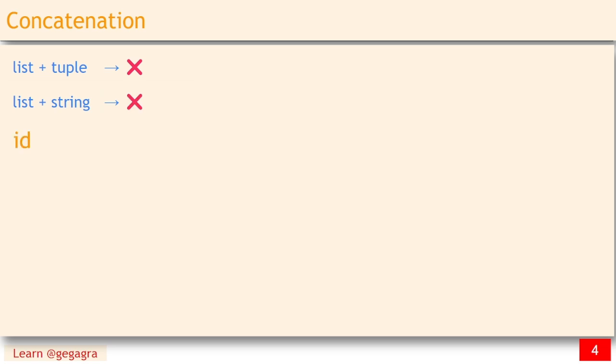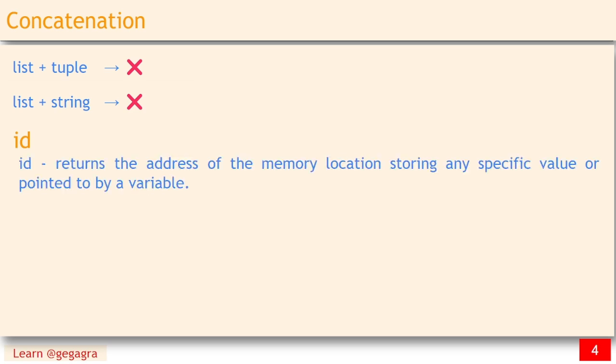What is ID? ID is a function. Normally, students take it very lightly. But students should not take it lightly because it plays a very important role. Why? Because it gives the memory location, it returns the address of the memory location storing any specific value or pointed to by the variable we are using.